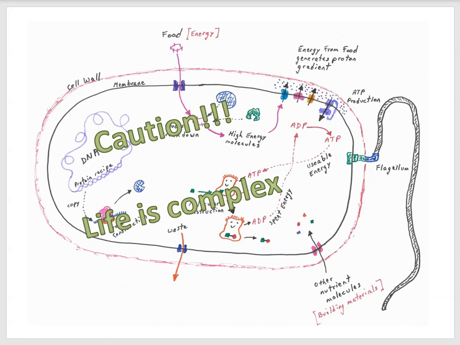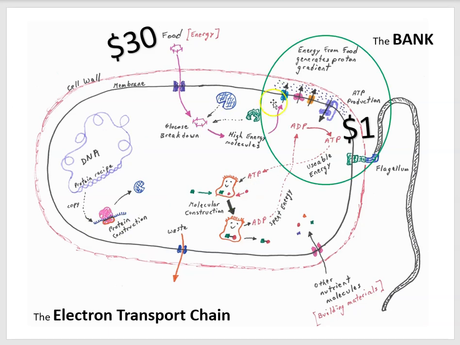Now, a cautionary warning here, life is very complex, and we're not going to get into the details in this course, but we're just going to use an analogy to get the idea across of what cells are doing. What cells are going to do is they're going to take that $30 worth of energy stored in glucose, and they're going to convert that $30 worth of energy into molecules that store $1 quantities of energy. These molecules are called ATP.